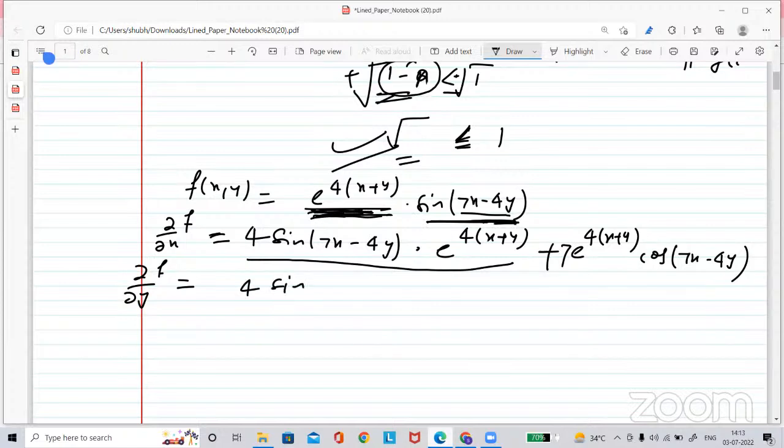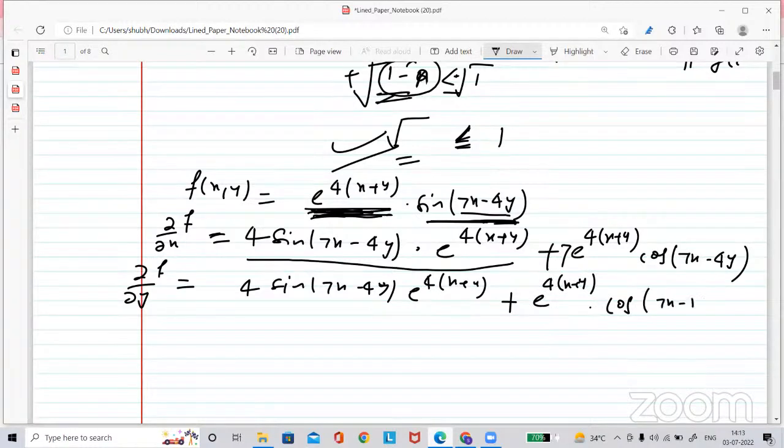So sine 7x minus 4y, and all will be the same. The first one, and for the second one, let's assume this is a multiple, e raised to 4x plus 4, and again this is cos minus 4, I think. Yes, sir. Now we need to add it here.